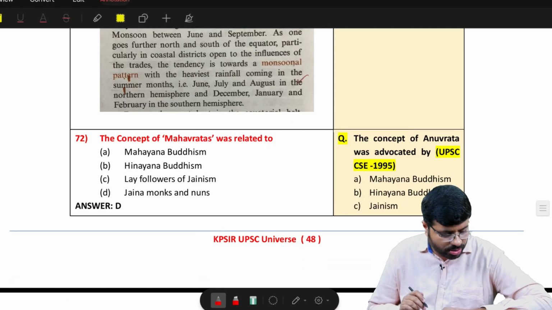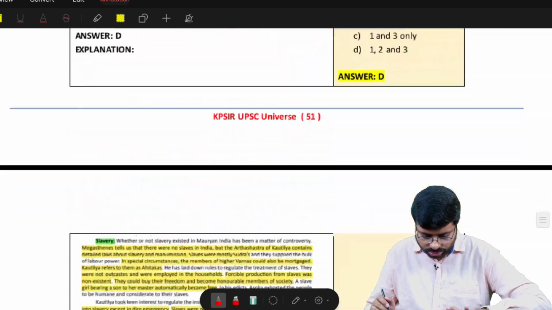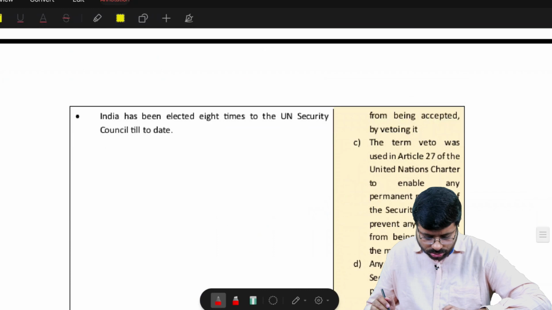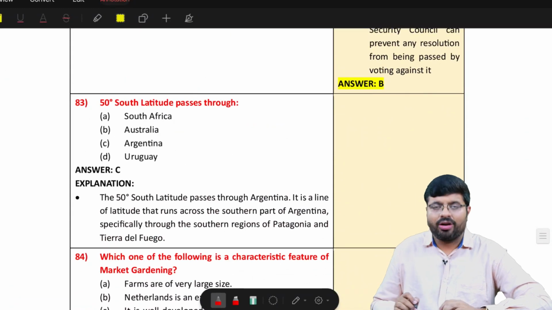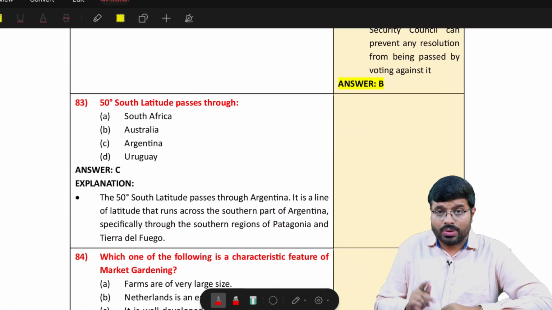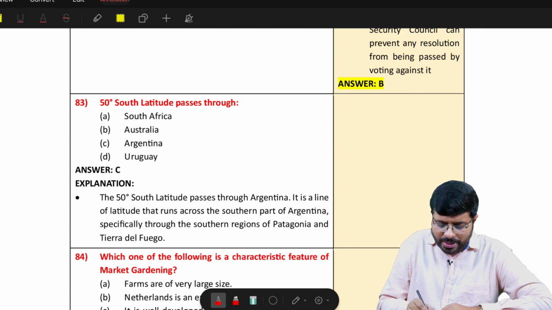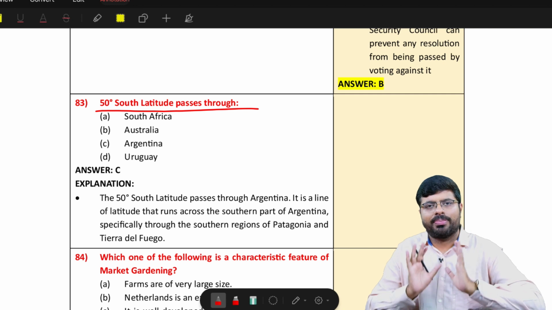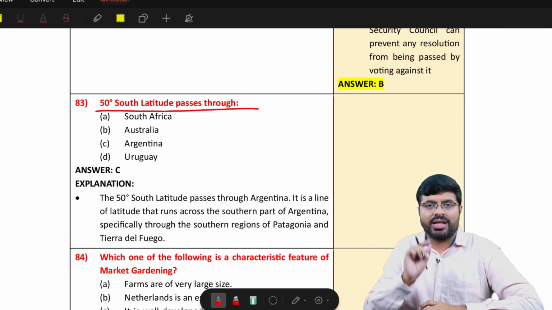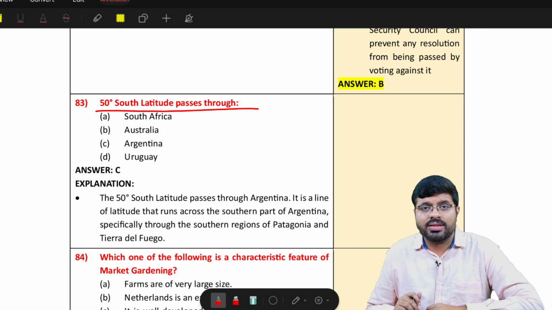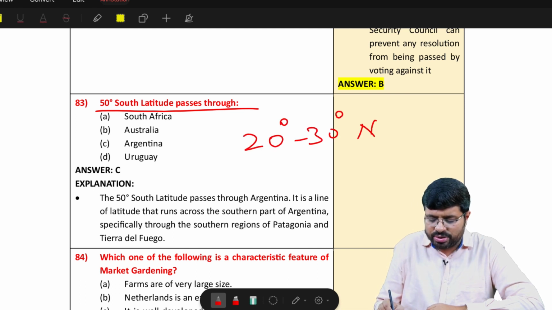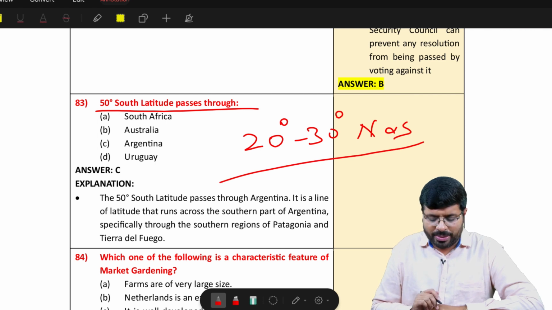Then question number 83. Common sense here. See, let us say 50 degrees latitude passes through which country? The moment you see, you will be worried, but have some basic idea. Whatever your knowledge is there. Deserts. Where are tropical hot deserts formed? Around 20 degrees to 30 degrees north and south latitudes, no? If you know this, apply this.